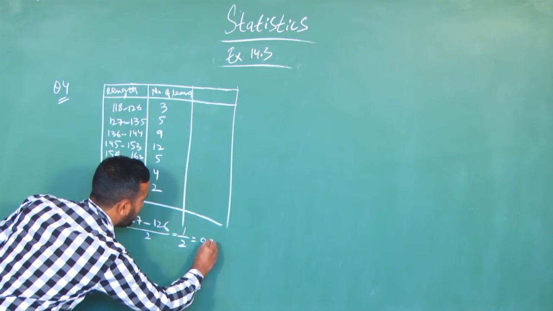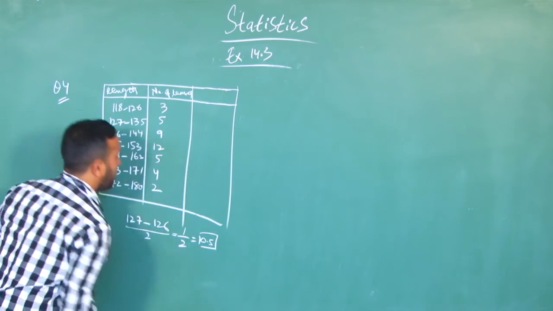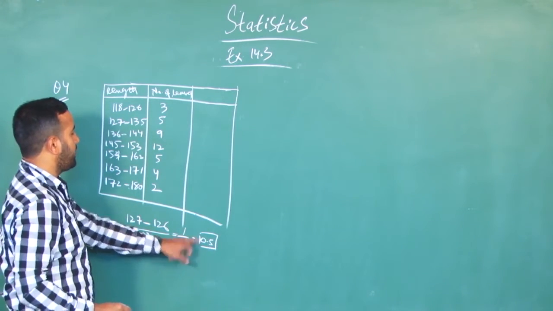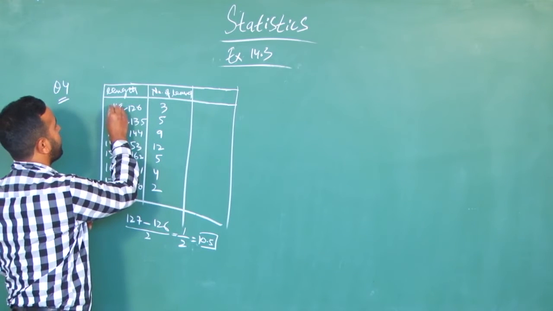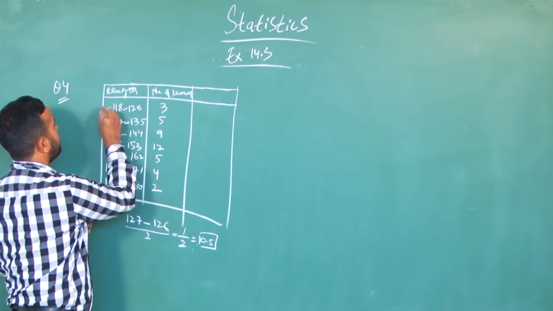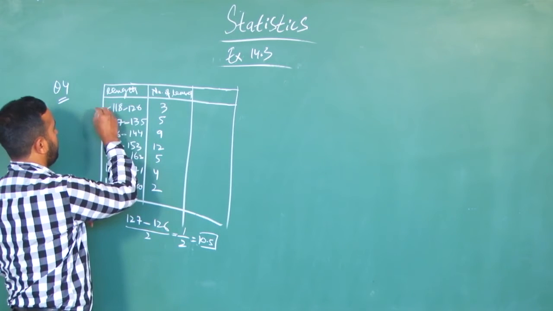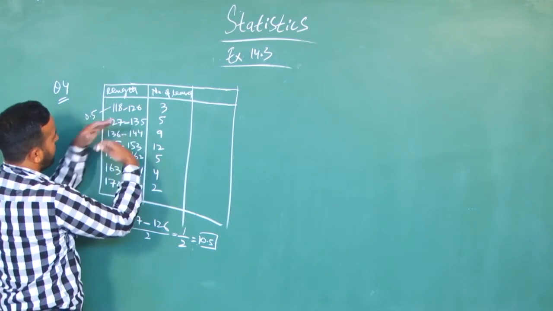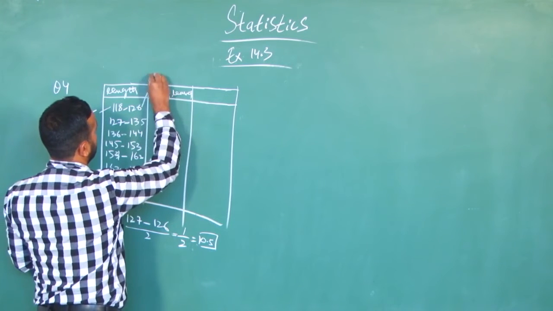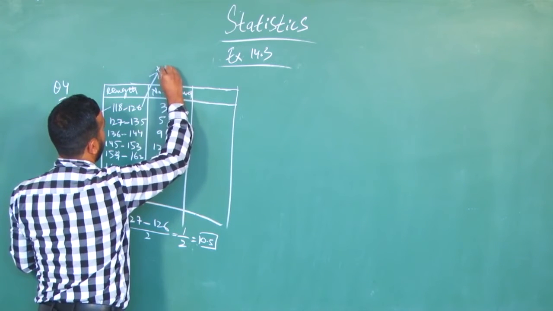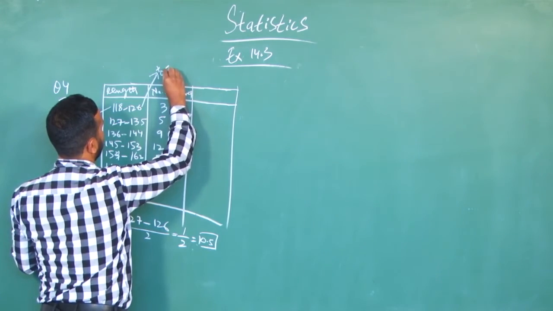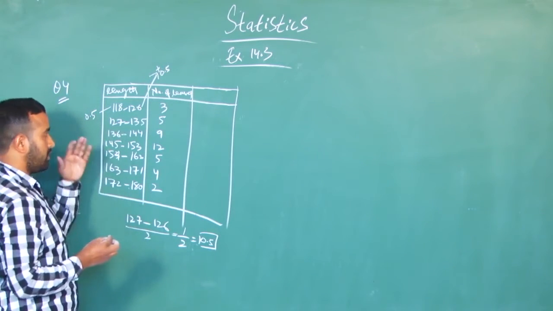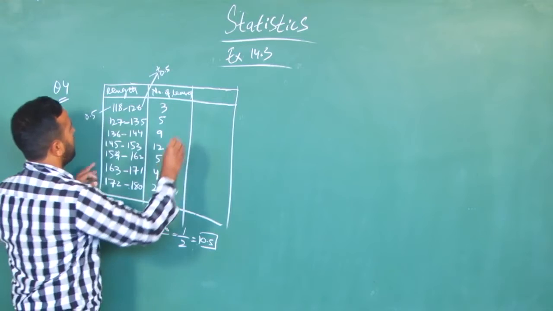Now what do we have to do with this 0.5? This 0.5 needs to be subtracted from the lower limit, and added back to the upper limit. In this way we can make the groups continuous. Now let us see here the length.